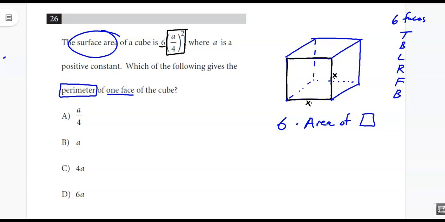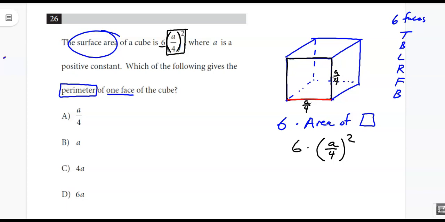But they actually told me what x is. They're saying it's a over 4 squared. So I'm going to replace this. I'm going to say, all right, this dimension is a over 4 times a over 4. Because when I multiply length times width, I'm going to get a over 4 squared, and then I times it by 6 of them.